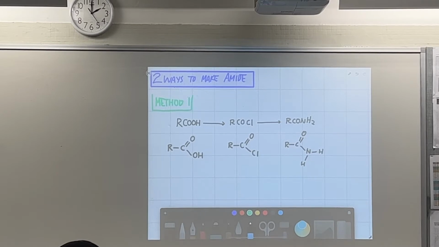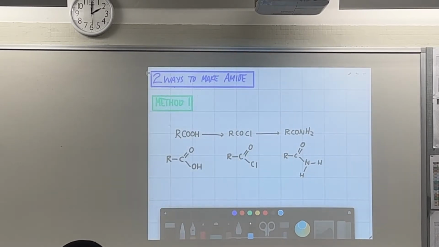And what are the reagents required? The first reagent needed is PCl3. Does it ring a bell? We use this in the halogenation reaction of alcohol. This is the same thing we use to turn alcohol into chloroalkane. So we use the same thing to turn alcohol into chloroalkane. Now we will use the same thing here.